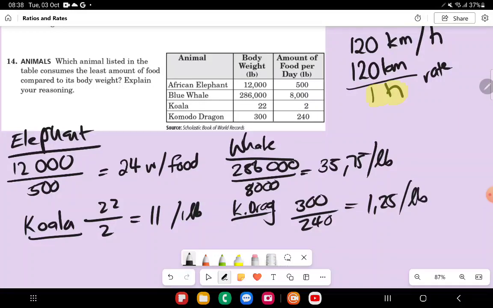So the question says, which one consumes the least amount of food compared to its body weight? What we've done is we've done everybody to 1 pound of food, right? So the elephant is 24 to 1. The whale is 35,75 to 1. The koala is 11 to 1. And the Komodo dragon is 1,25 to 1. So the least would be the Komodo dragon.